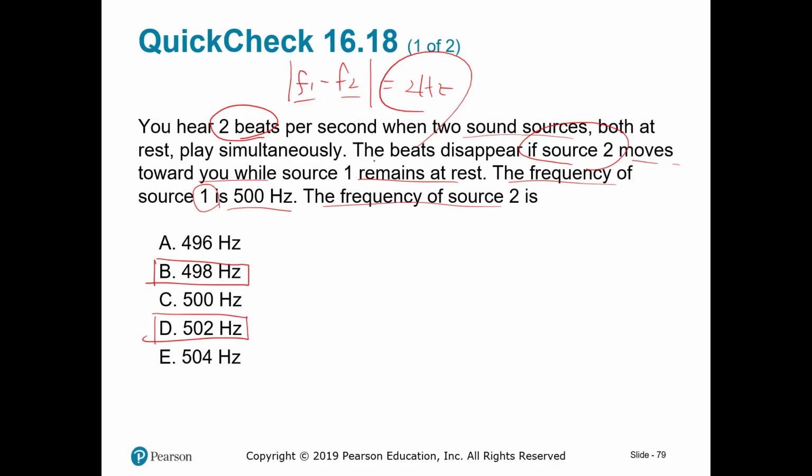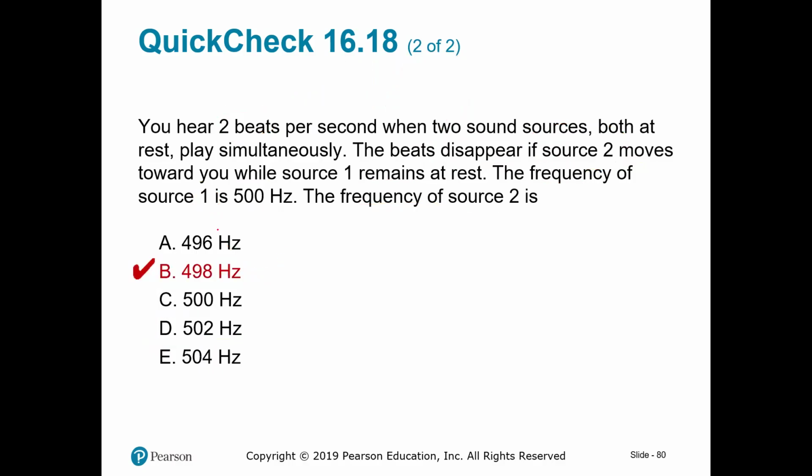disappear. The beat disappearing means the second source is moving toward you. This beat frequency will increase, so at some point it reaches 500. So the answer is B.